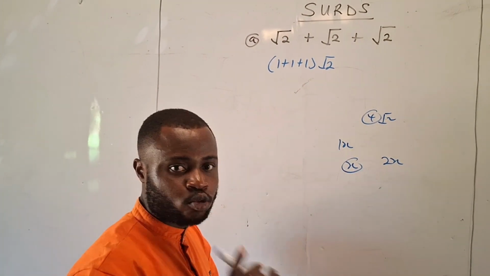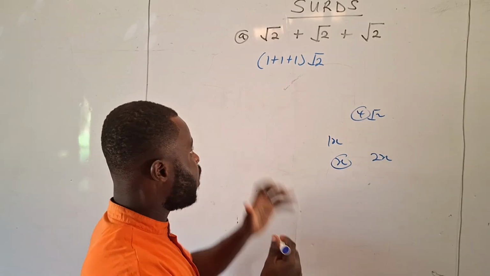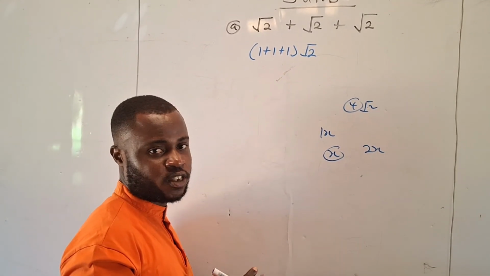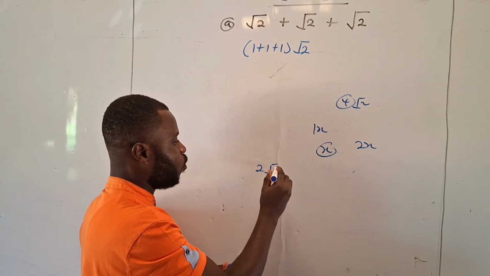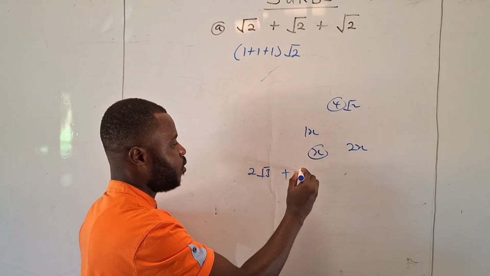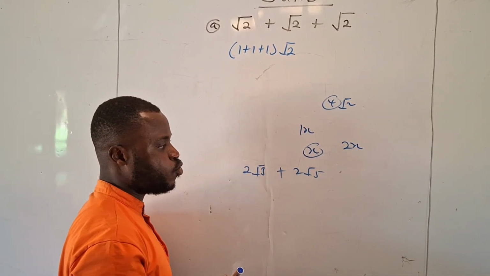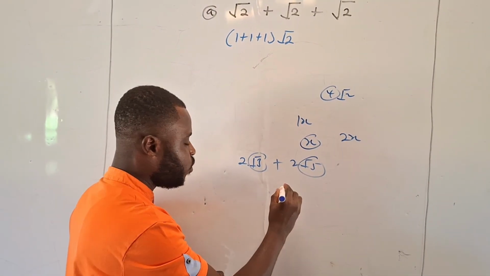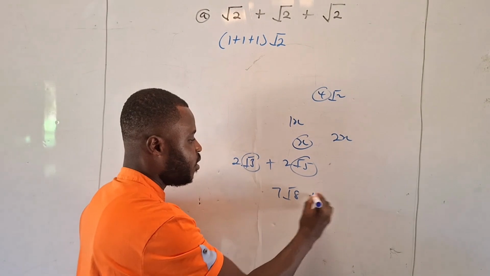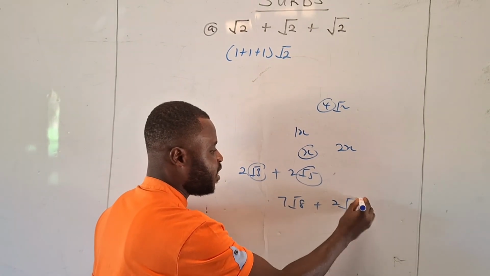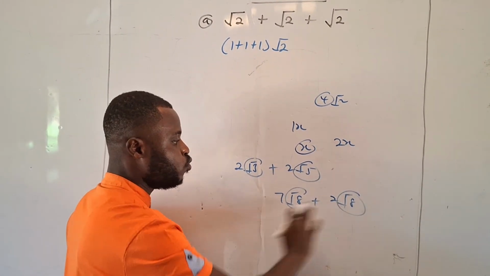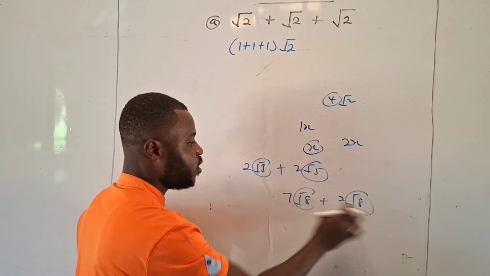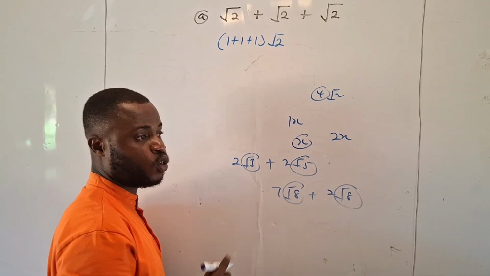We can only add like roots. What are like roots? Like roots are surds that have the same number in the square root. So if you see 2 root 3 plus 2 root 5, these are not like roots because in the root this is 5, this is 3, they are not alike. But if you see 7 root 8 plus 2 root 8, these are like because the numbers in the root are the same. So we can add the front numbers. So when you see like roots, we add the numbers in front of the square root.